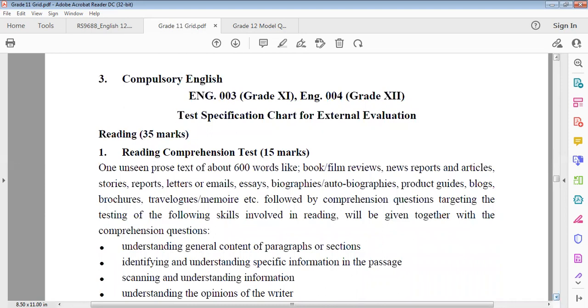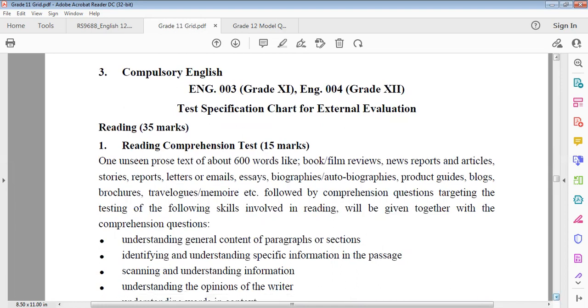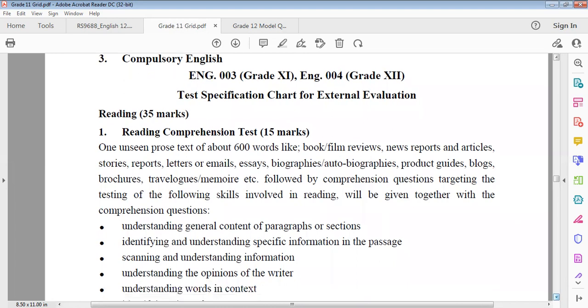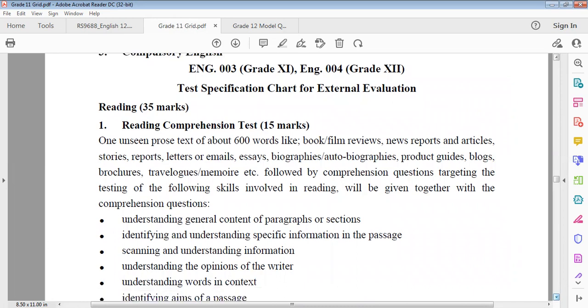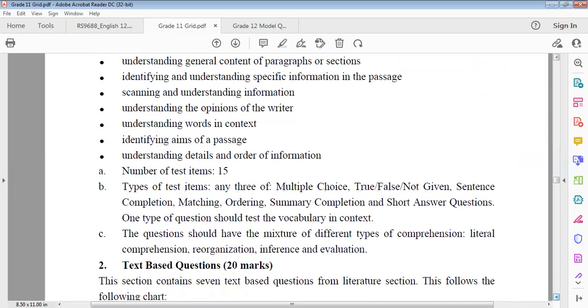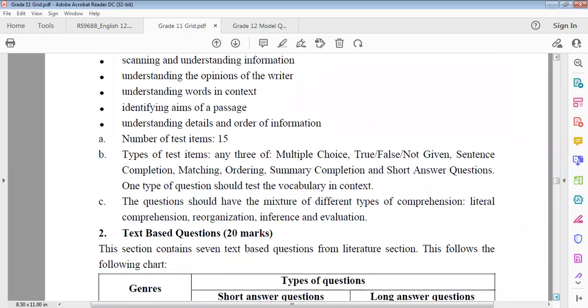And though students have hardly 3 or 4 months left for the board examination, here in the pattern you have reading, which covers 35 marks. Out of 35 marks, reading comprehension, that unseen text, covers 15 marks, where the students are asked an unseen text of 600 words. The word limit is 600, where books, reviews, or anything like that are asked. The number of test items is 15.